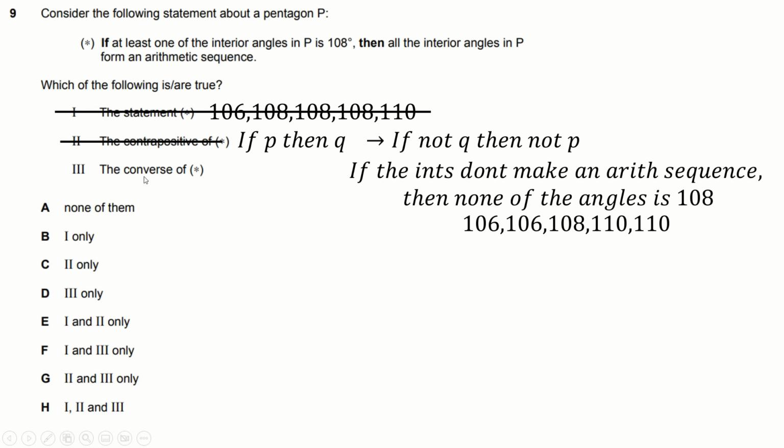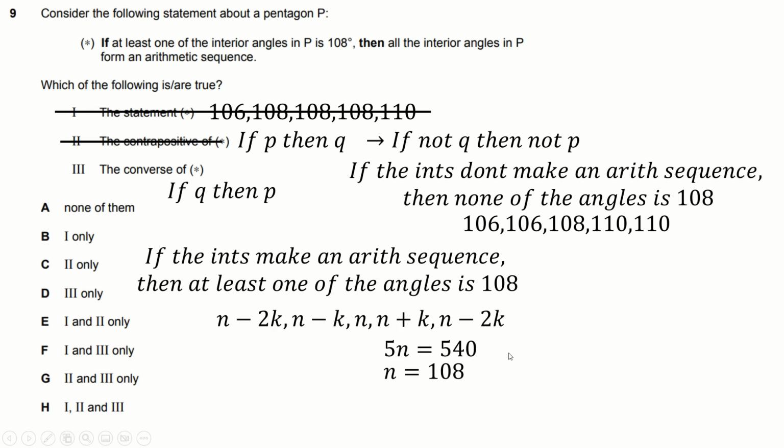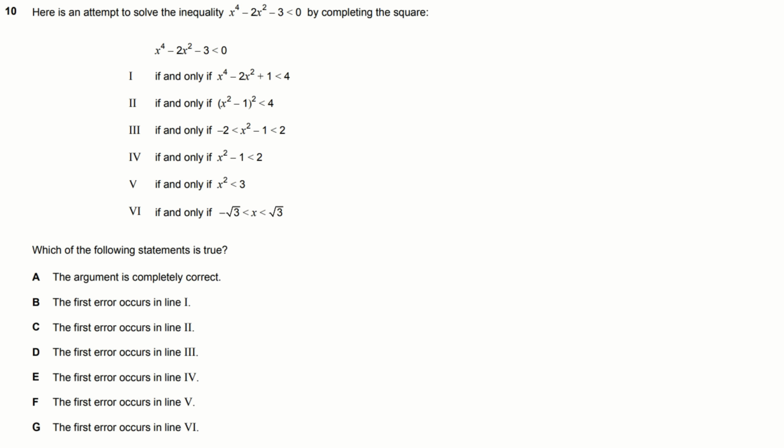It's always about that. The converse of star, now the converse is just when you flip the two things over, so if Q then P. So if the interiors make an arithmetic series, then at least one of the angles is 108. You can actually prove that this is true mathematically. Maybe you set it out like this, where these are the 5 angles. They make an arithmetic series because they increase by k every time. But if you add all these up together to make 540, of course, all the k's cancel, and then it has to be 108. So the middle one has to be 108. So therefore, the answer is D, I guess, as well.